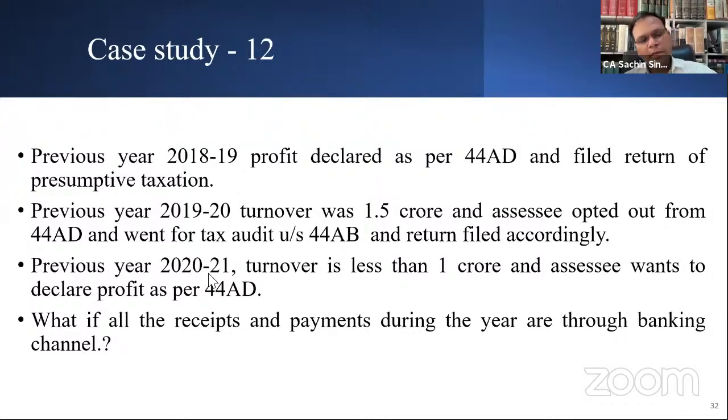Now that client comes to you in 2021, and the turnover is less than 1 crore and the SSE wants to declare profit under 44AD. Can he do so? So whether in 2021 he can opt for 44AD? No, because in 1920, the preceding year, he opted out of 44AD, so for subsequent 5 years he cannot avail 44AD.